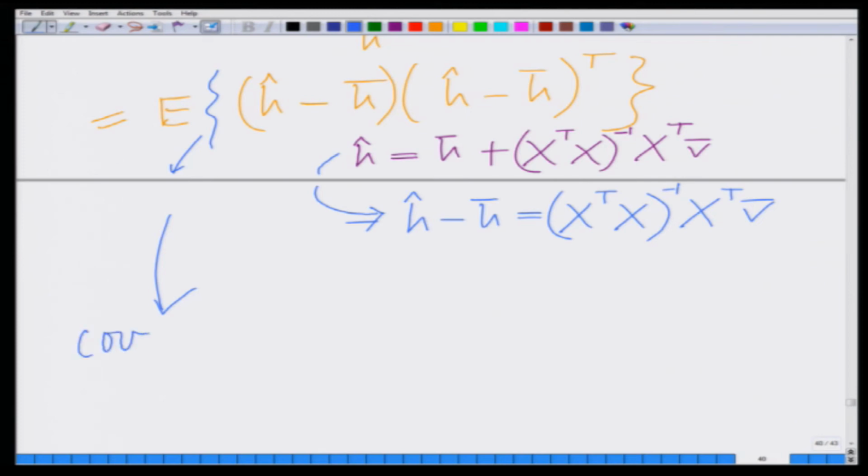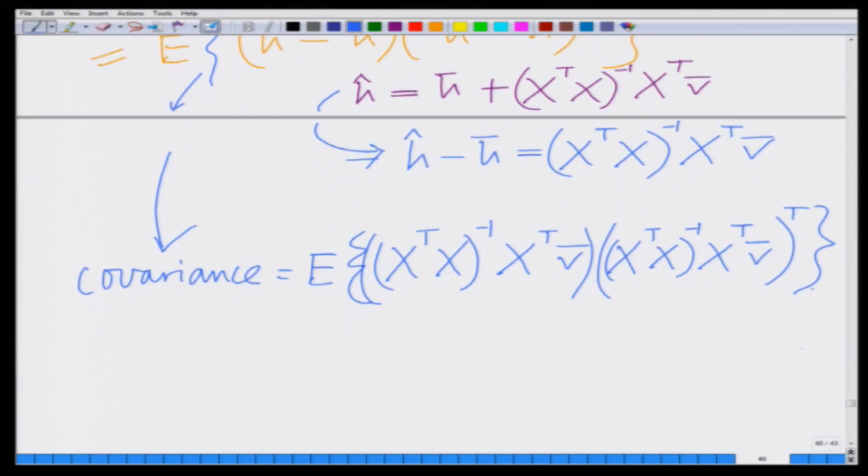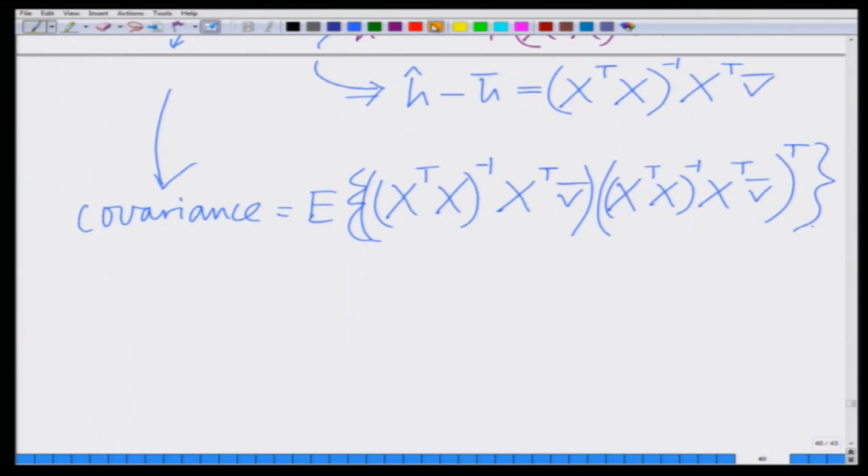is equal to expected value of h hat minus h, that is x transpose x inverse x transpose V bar, times its transpose, that is the transpose of x transpose x inverse x transpose V bar. And now this quantity can be simplified as follows. This is the expected value of, well, the first quantity I can take as it is, x transpose x inverse x transpose V bar.